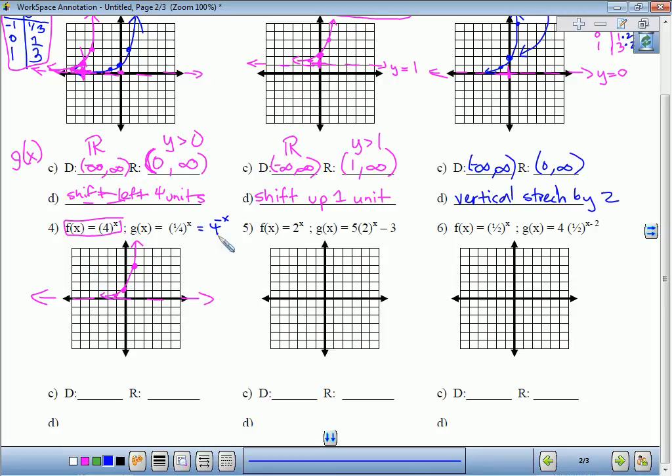So this 1/4, which could be written as 4 to the negative x, this negative just switches our x's to the opposite. So it reflects it over the y-axis. So instead of being positive 1/4, it's negative 1/4. It just reflects it. Oh, that should not look like it's going back up. Sorry about that.